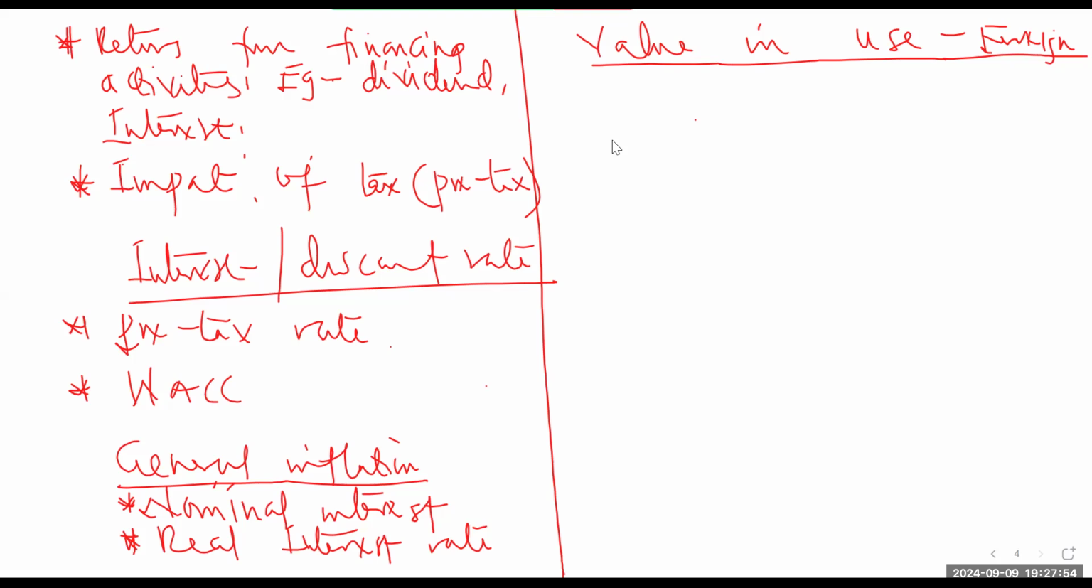Okay, so let's come to how to determine the value in use of an asset located in a foreign country. So we are in Ghana here, and we have an asset located in Nigeria. The asset will be used to generate benefit in Nigeria. So we have to estimate our cash flows in the foreign currency. Our cash flows will be determined in the foreign currency.